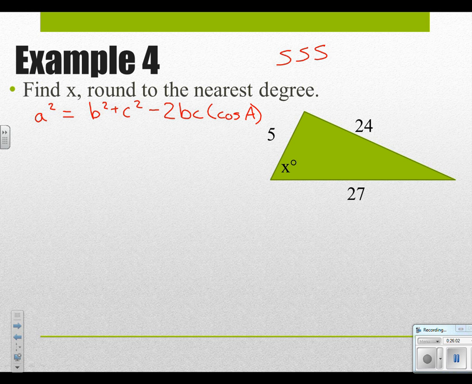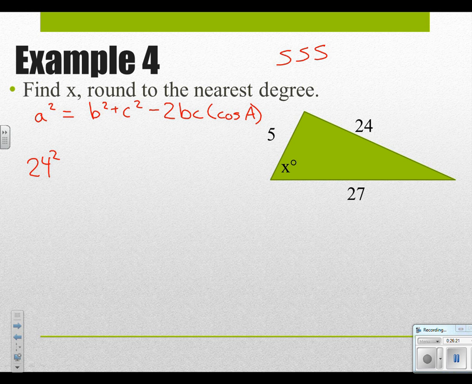What has to go in for little a? What's A, B, C? What has to go in for little a? The X. No. 27. Oh, 24. Why the 24? Because it's opposite what we want. That's how you make that decision. So the 24 goes there.